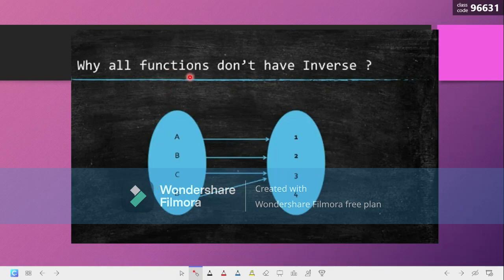Now, why do not all functions have an inverse? Take a look at this one again. Consider this one. Remember, this is a function, right? However, if we're going to get the inverse, meaning we're going to do the other way around, this will be our new domain and this will be the range. 3 will be paired to both C and D, meaning 3 will be repeating. So the inverse is just a relation, it's not a function.